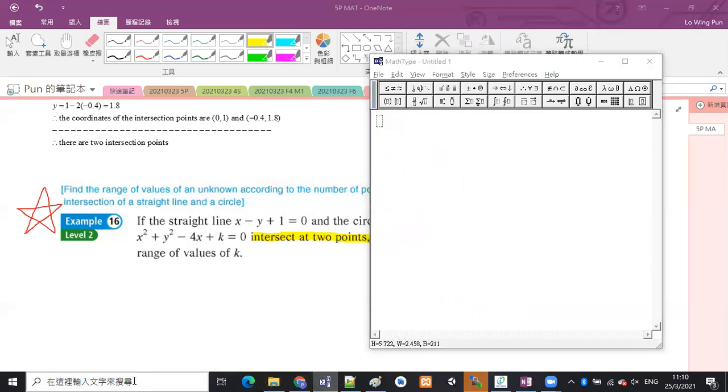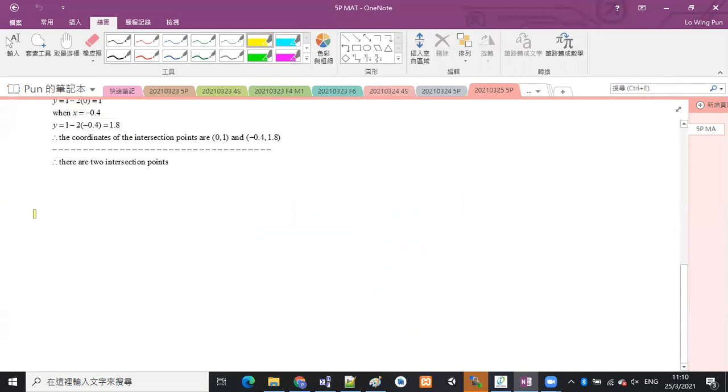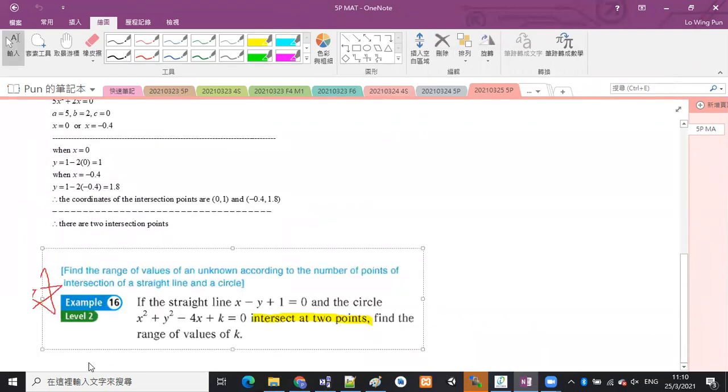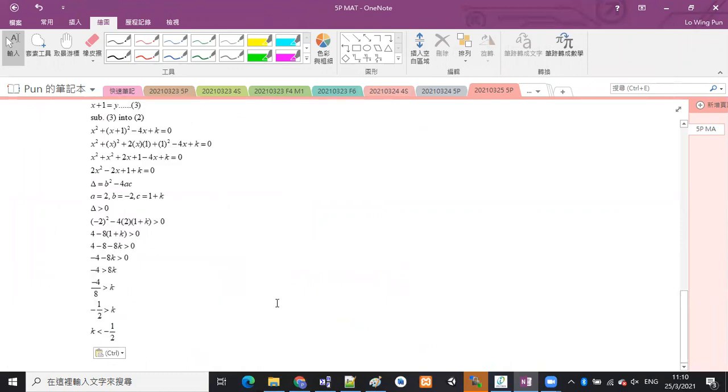So let me paste it in the OneNote. Can you see?